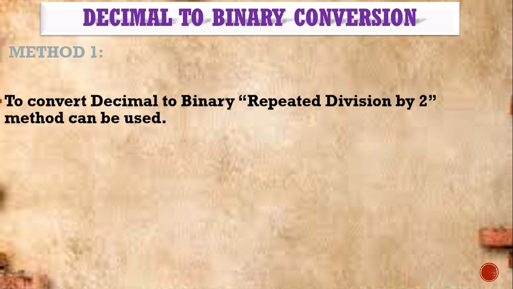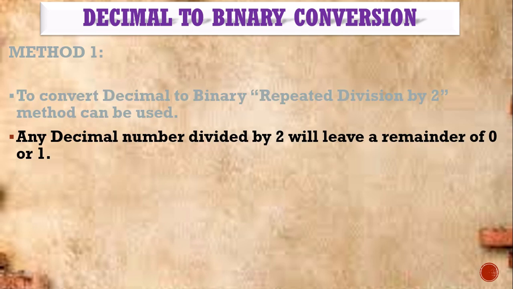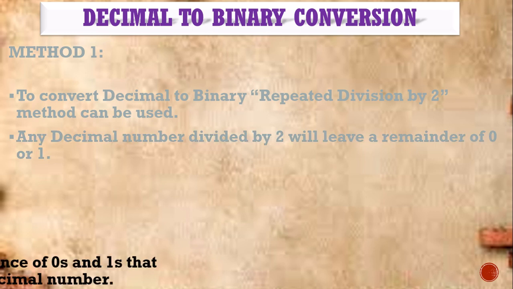The first method is this one. To convert a decimal to binary, the repeated division by 2 method can be used. So you can use the repeated division method. ஒரு number repeated 2 ஆல divide பண்ணிட்டே வர method use பண்ணிட்டு கூட we can find the decimal to binary value here. Then any decimal number divided by 2 will leave a remainder of 0 or 1. So when you divide the decimal number by 2, either we will get a value 0 or 1.